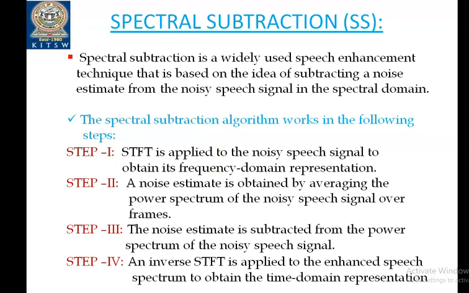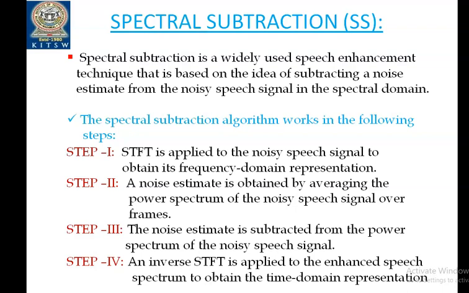Spectral subtraction is a widely used speech enhancement technique based on a simple idea. The name itself indicates we need to subtract. What do we subtract? We subtract a noise estimate from the noisy speech signal in the spectral domain. Normally, in the spectral domain, that means when you apply the fast Fourier transform or the discrete Fourier transform, you get the frequency domain representation. So in the spectral domain, we are subtracting the noise estimate from the noisy speech. That's all.